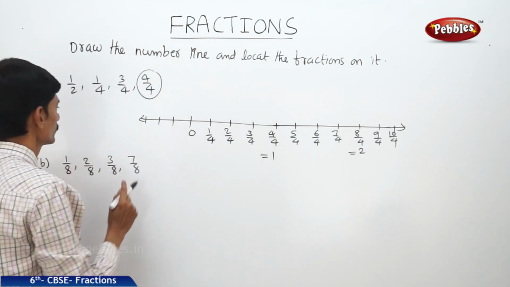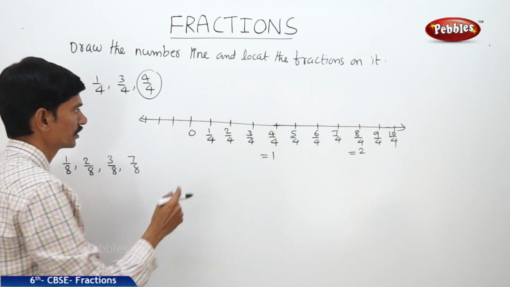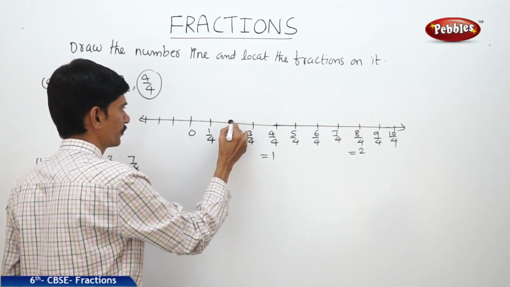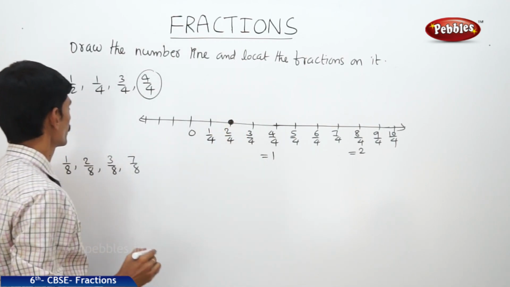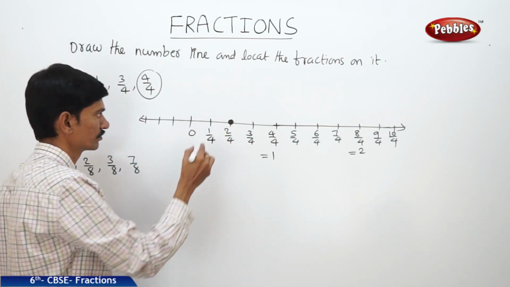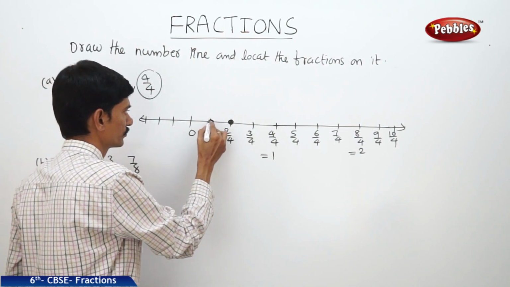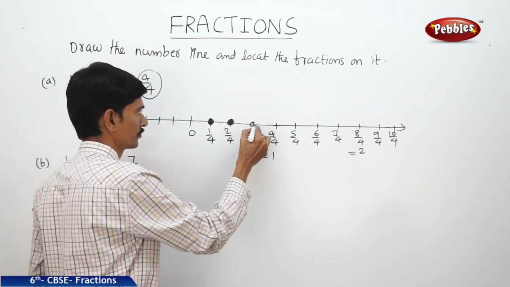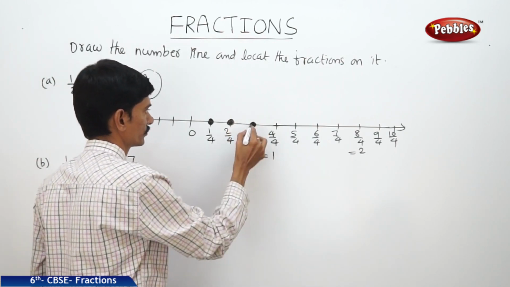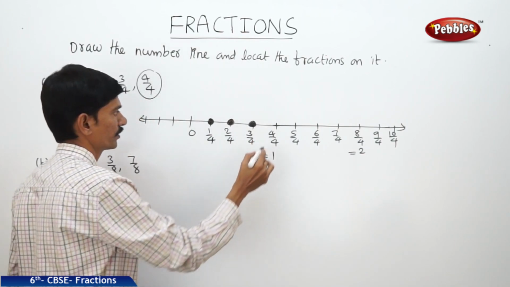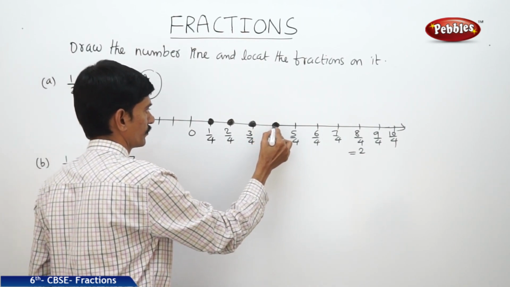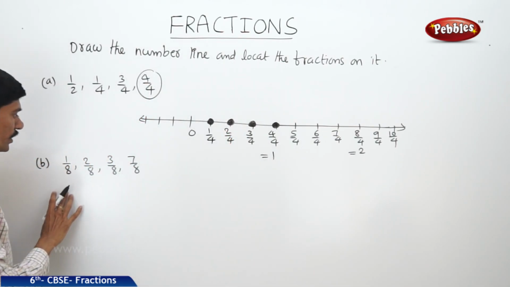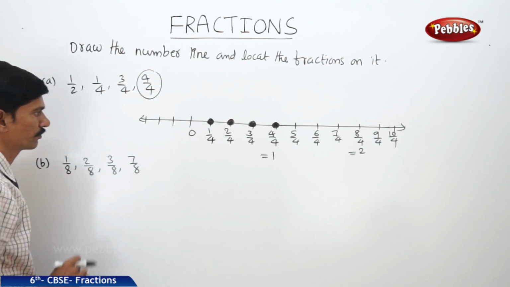Now here we have to represent 1/2. So 1/2 is the same as 2/4. Now this represents 1/2. And next 1/4. So this is 1/4. Next 3/4. So this is 3/4. Next 4/4. Next 1/8, 2/8, 3/8 and 7/8.